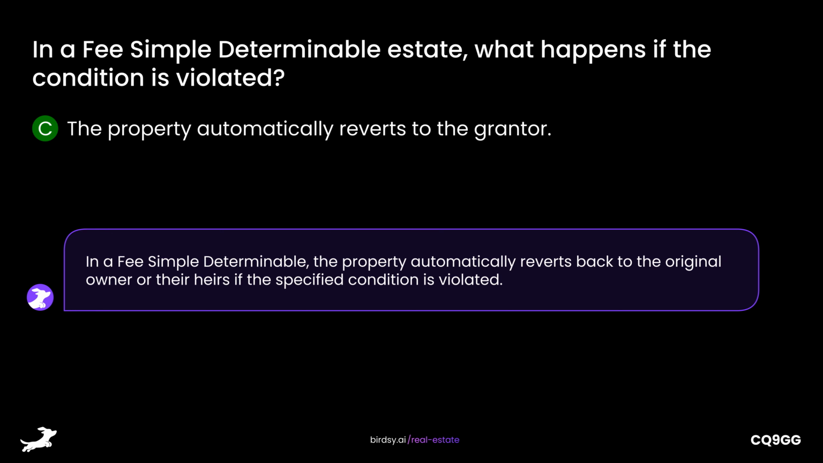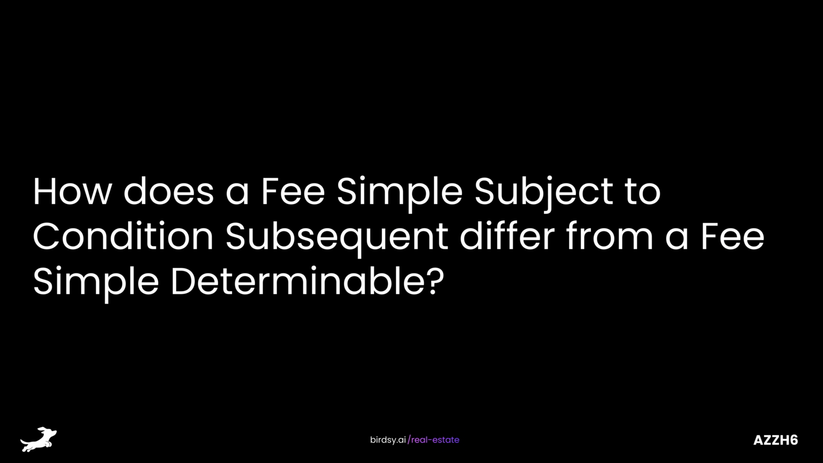In a fee simple determinable, the property automatically reverts back to the original owner or their heirs if the specified condition is violated. How does a fee simple subject to conditions subsequent differ from a fee simple determinable?